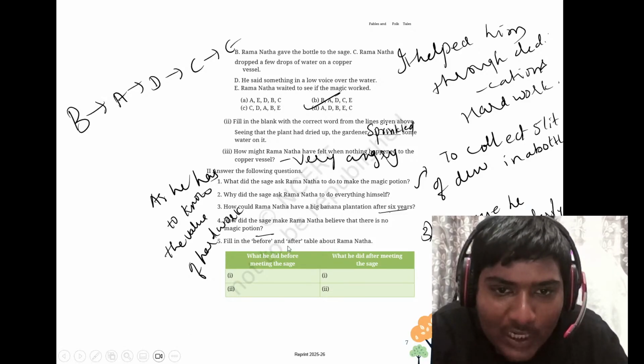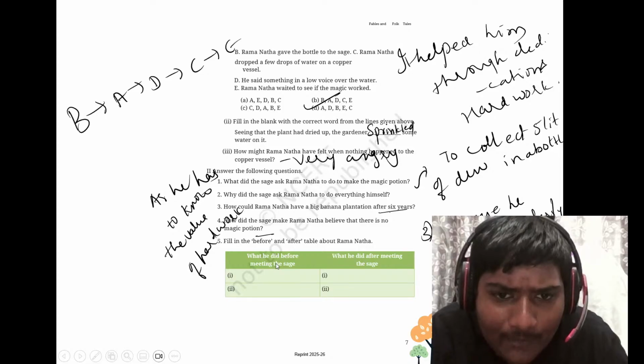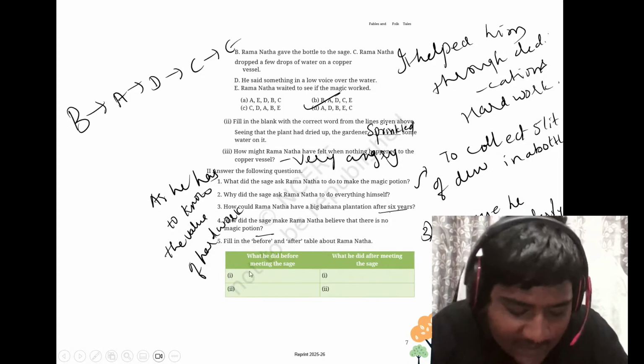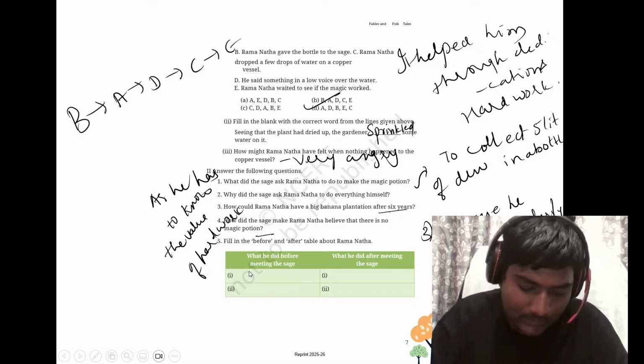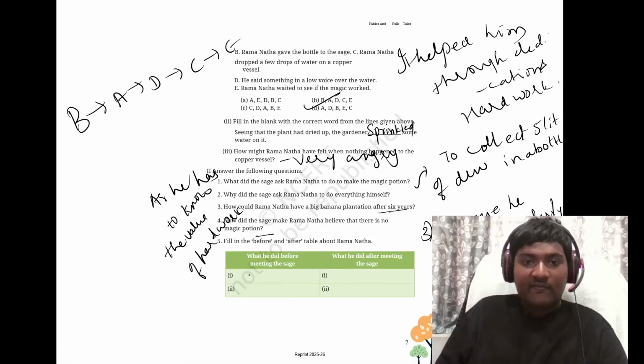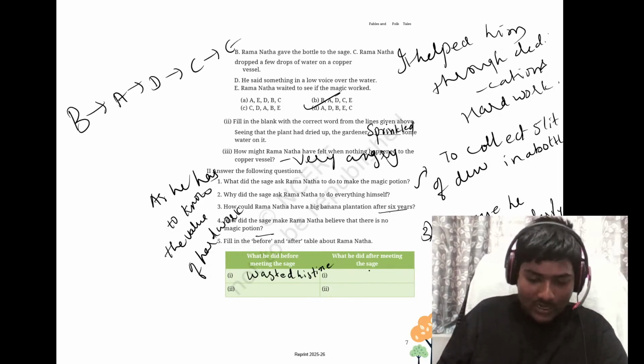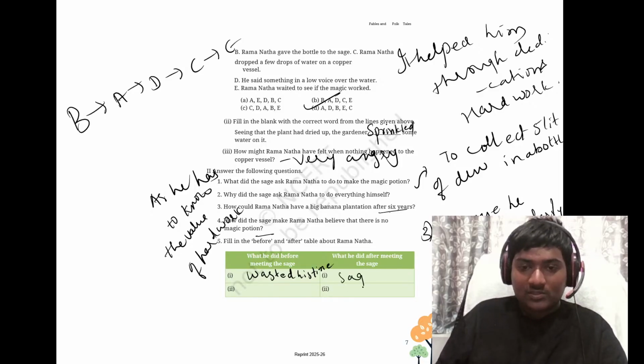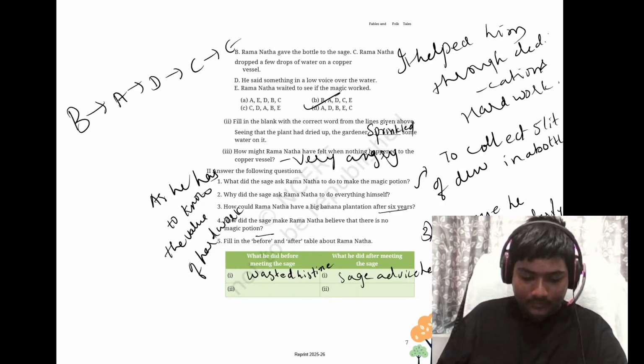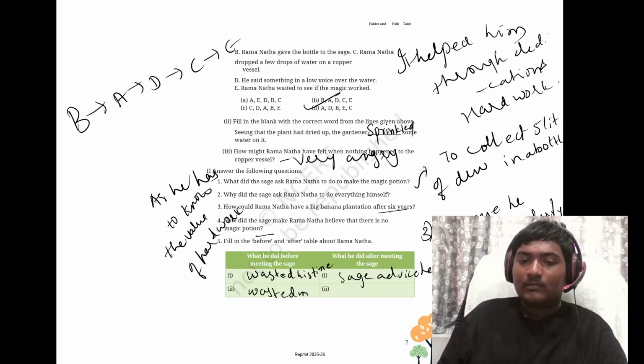Fill in the blanks before and after the table Ramanatha. What did he do before meeting the sage? Tell me. Wasted his time. Yes or no? Wasted his time. And after, according to sage advice, he planted, wasted money, started earning.